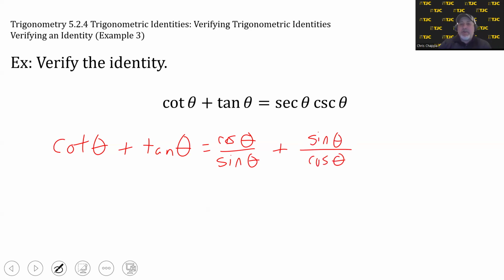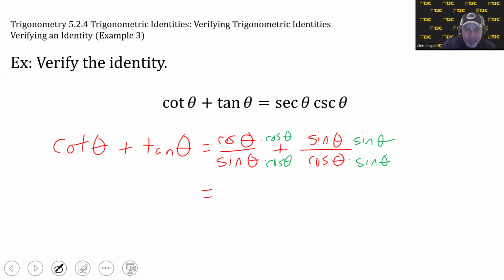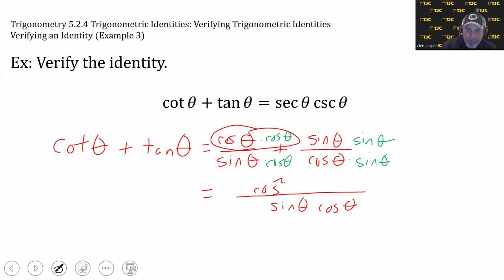All right, algebraically, we have to get common denominators. So if we're going to add these, we need to multiply both sides of the first fraction by cosine theta, and both sides of the second fraction by sine of theta. And the minute I do this, I realize that I can transform this into the right side. I'm going to push this to a certain point. Let's see, what do we get here? Our common denominator is sine theta cosine theta. On the top of the first fraction, we get cosine squared theta. And on the top of the second fraction, we get sine squared theta.